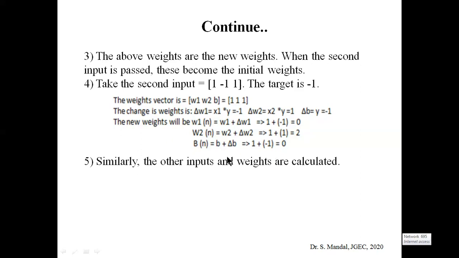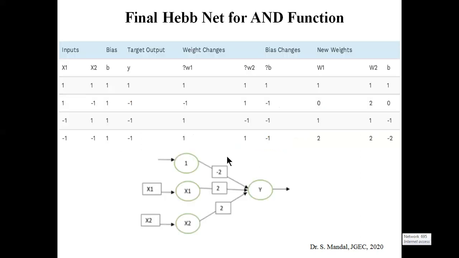Similarly, depending on the input output pattern, the respective weights and bias will be gradually updated, and this process will continue until we cover all the input output vectors. You can see that this table shows the final Hebb net for the AND function. This is the initial value of the weight.